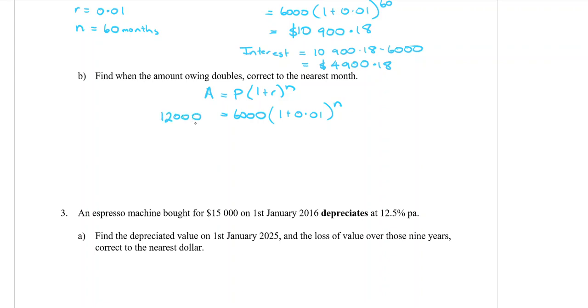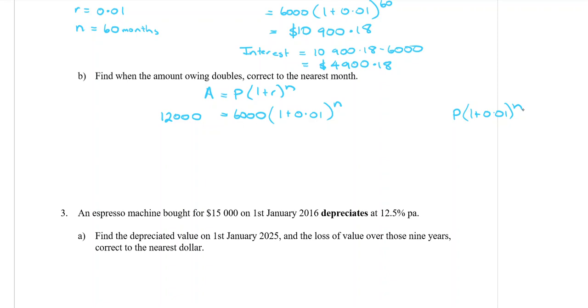And for it to double over here would mean that it would go to $12,000. Now, before I solve it, since I mentioned it, if I did that same question and I didn't know what the starting amount was, 1 times 1 plus 0.01 to the power of n. The question doesn't have to tell you the principal.